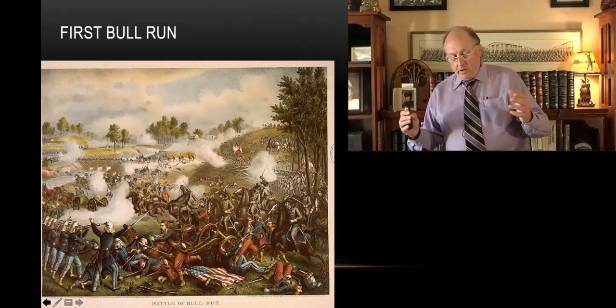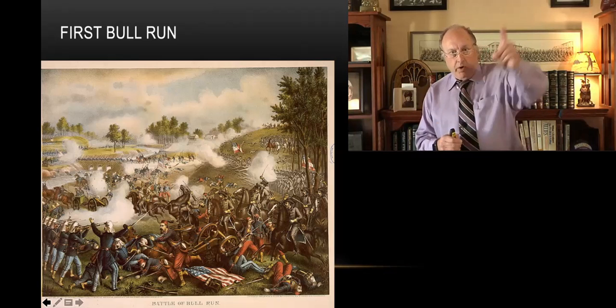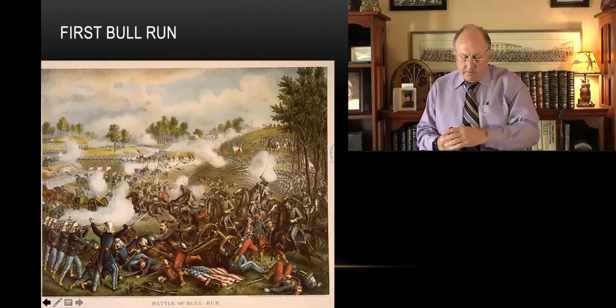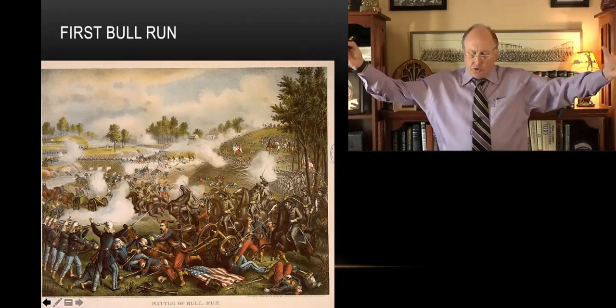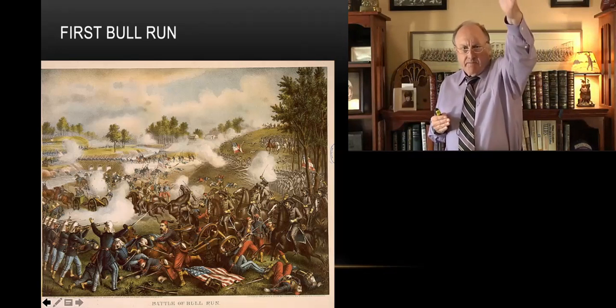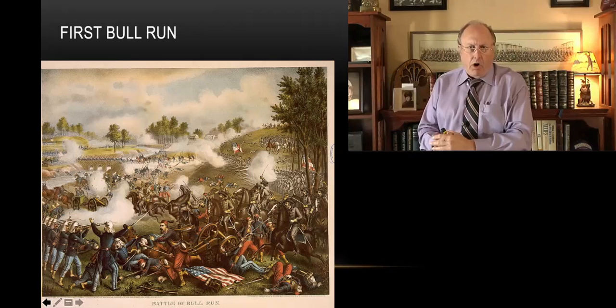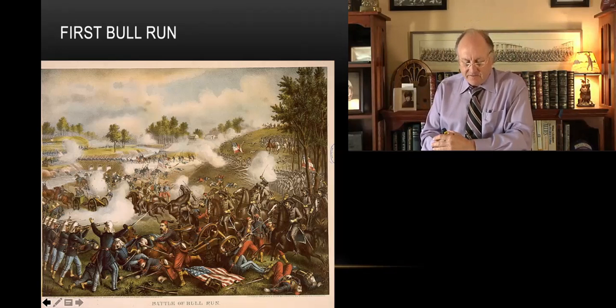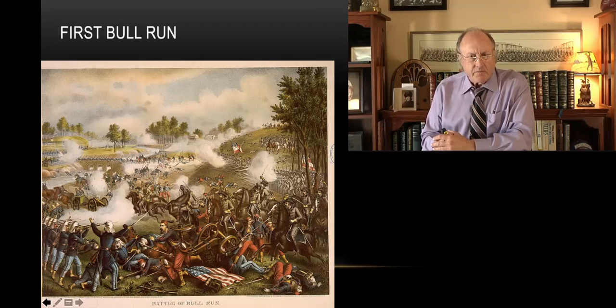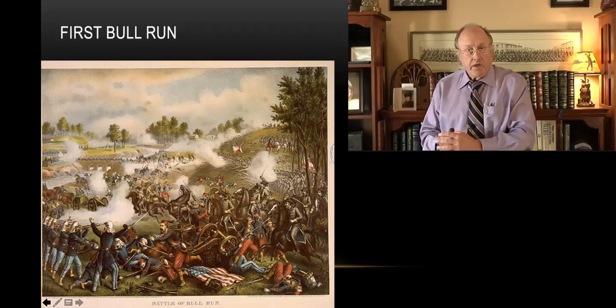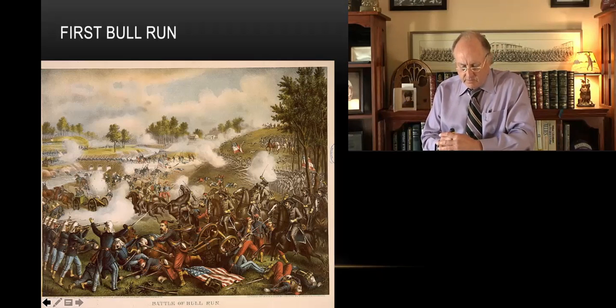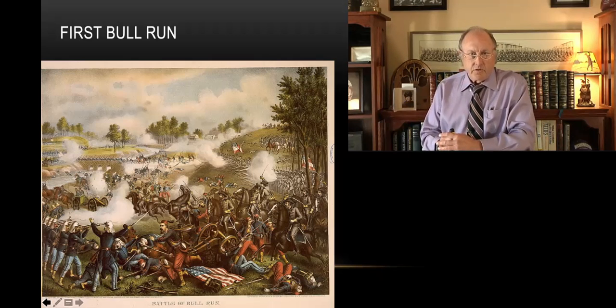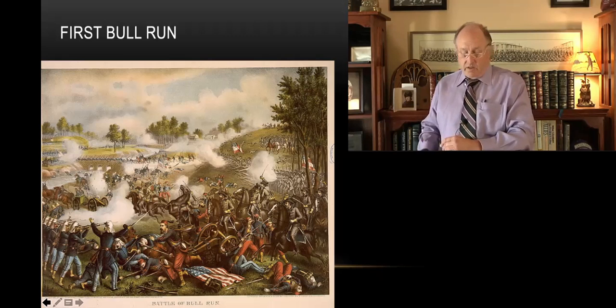Now General Barnard Bee of South Carolina pointed to Jackson's brigade, and he shouted at his retreating men, "There's Jackson, standing like a stone wall. Rally behind the Virginians." The rebels did. They composed themselves. They were embarrassed. They were ashamed. Here's a chance for redemption. And soon, the rebel lines launched a counterattack.